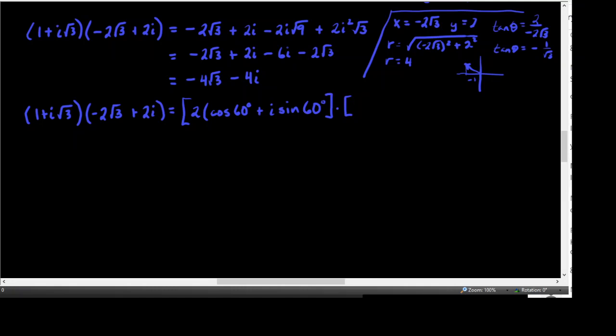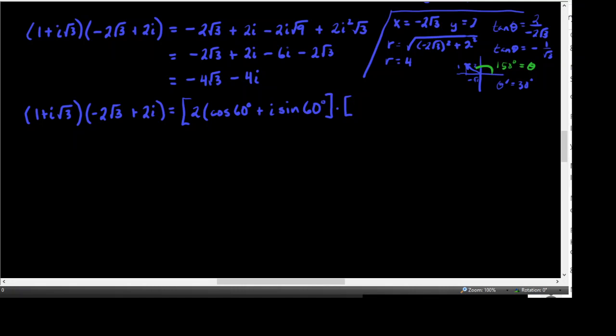I'm sorry, I got that backwards. X would be negative square root of 3 and y would be positive 1. Yeah, it's y over x. I messed up. And of course that means this is 2. And so that is a 30-degree reference angle. And so the angle that we want is this one, which is 150 degrees. And so that's how you could go about doing that.